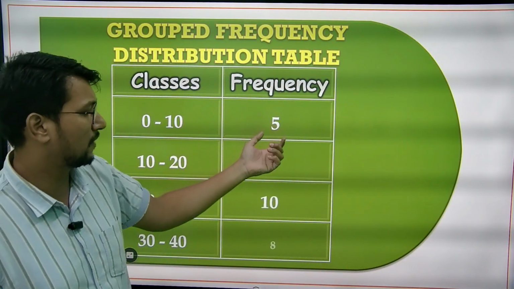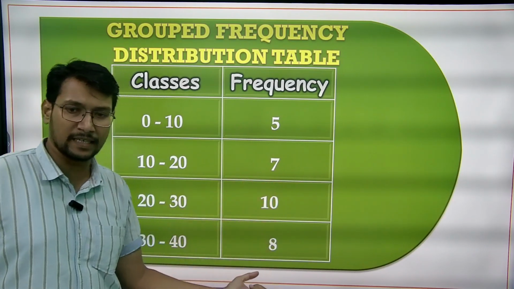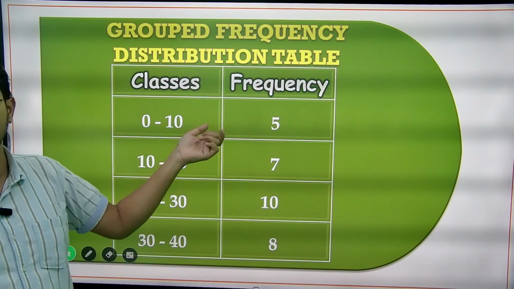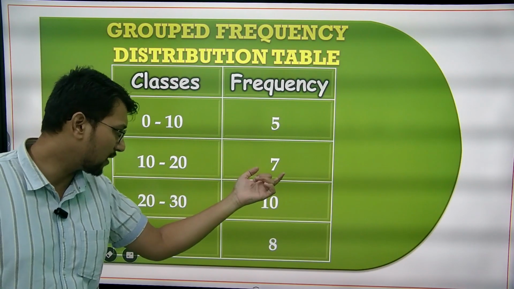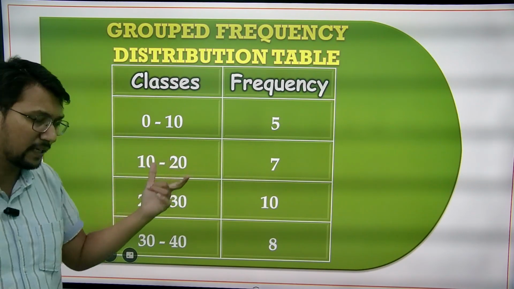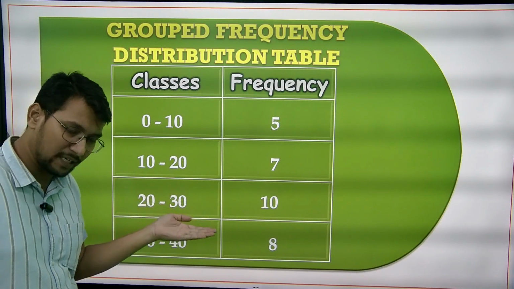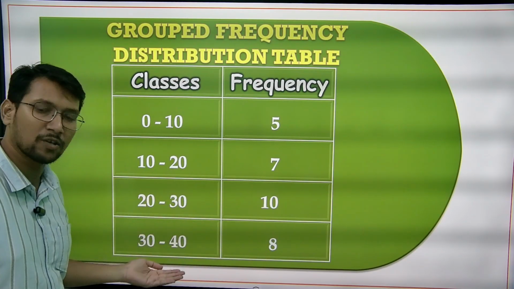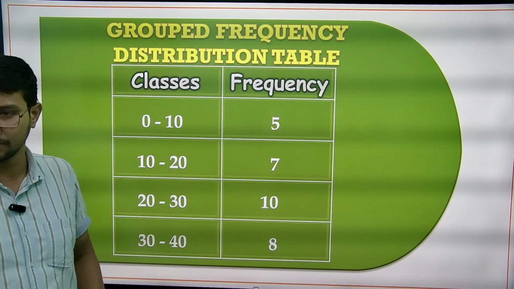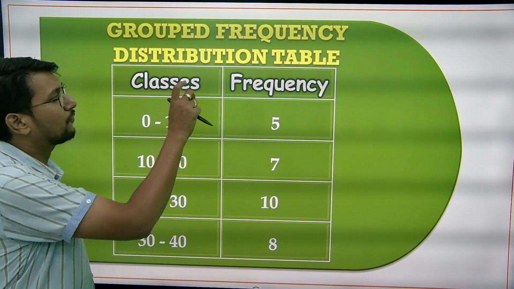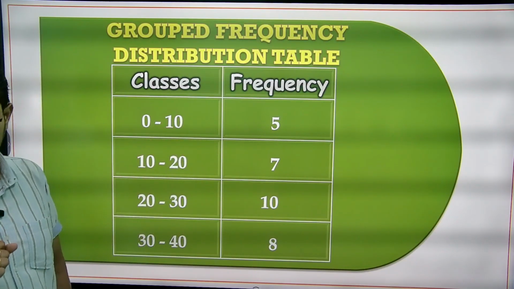Let us see from this data: 5, 7, 10, 8. It means 5 students have secured 0 to 10 and 7 students have secured 10 to 20. And 10 students have secured 20 to 30, 8 students have secured 30 to 40 marks. Clear? This is known as a grouped frequency distribution table.